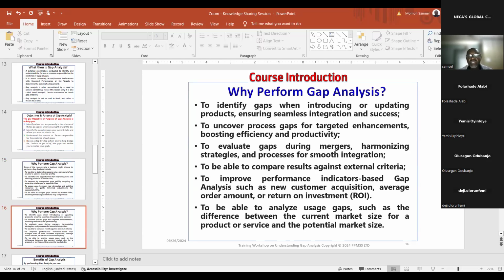Organizations will conduct gap analysis to help them improve performance, as in indicator-based gap analysis. To help them improve performance at different levels: either performance in terms of their personnel, or in terms of their processes, or in relation to their products, or in relation to their holistic existence as a corporate entity. So these are some of the few reasons.